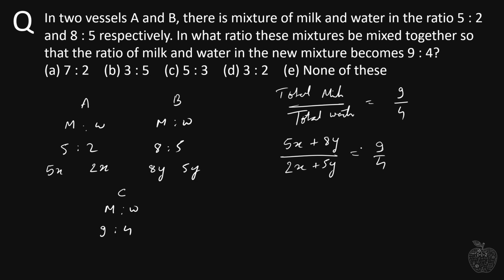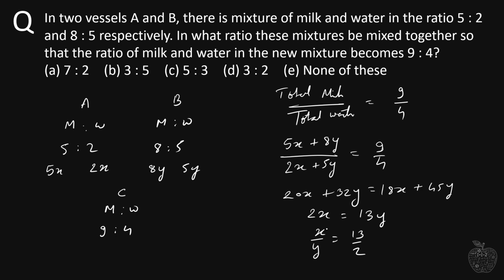Now from this equation we can find the relation between x and y. So let's find that out. We get 5 4s are 20x plus 5 8s are 8 4s are 32y is equal to 9 2s are 18x plus 5 9s are 45y. Now this 18x will go to the left-hand side, so we are left with 2x is equal to, and the 32y will go to the right-hand side, so we are left with 45 minus 32, which is 13y. So we get x by y is equal to 13/2.